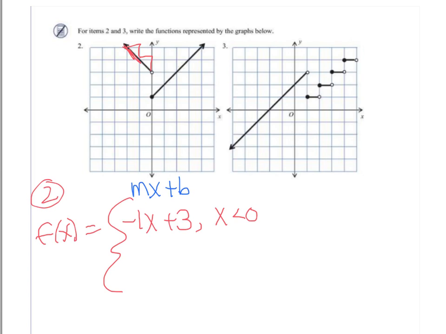Now for the other piece, we have a y-intercept of 1. And if we count the slope, it's up 1 and to the right 1, so that's +1 slope. And that's for every x greater than or equal to 0.